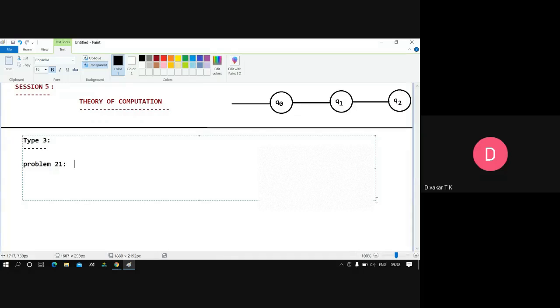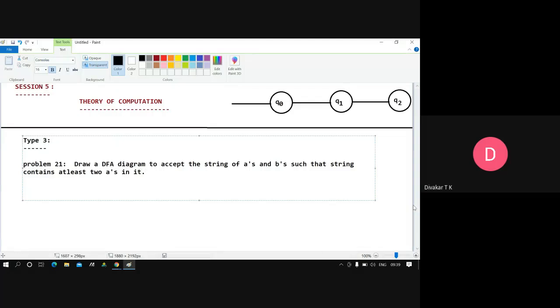21 here. The question will be like this: draw a DFA diagram to accept strings of A's and B's such that the string contains at least two A's in it. Two A's in it. So this is a question, guys.